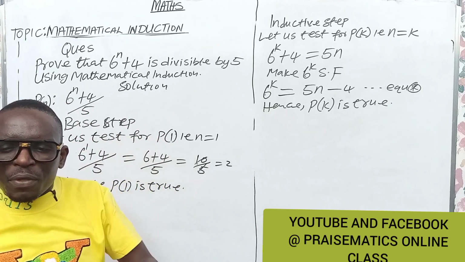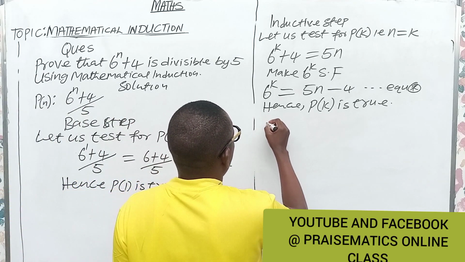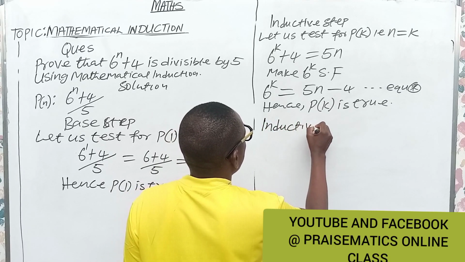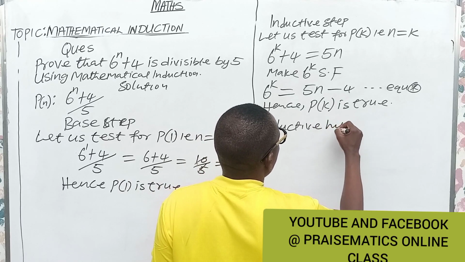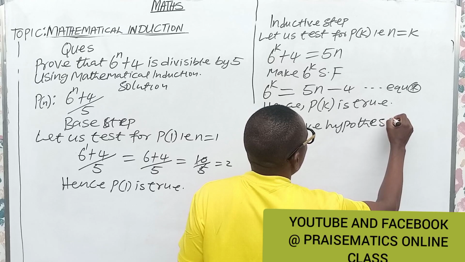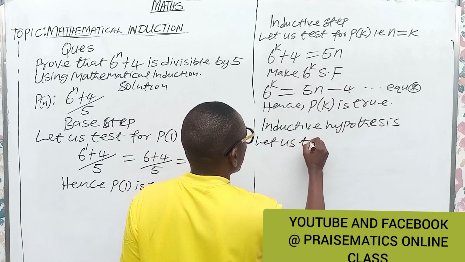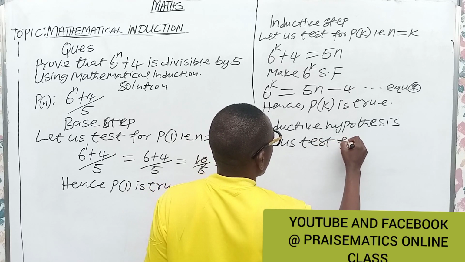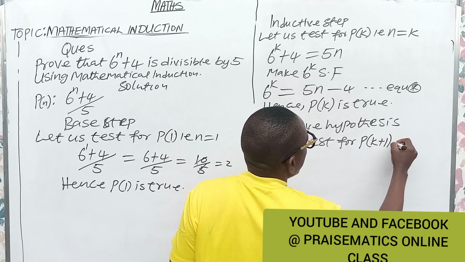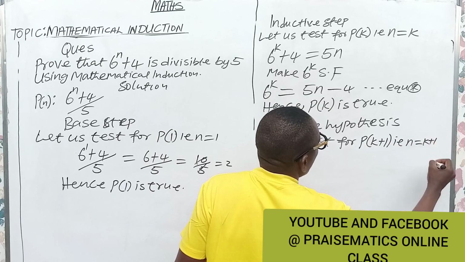Okay, we now test for P of k plus 1. That is step case 3, which is the inductive hypothesis. Now let us test for P of k plus 1, that is when n equals k plus 1.